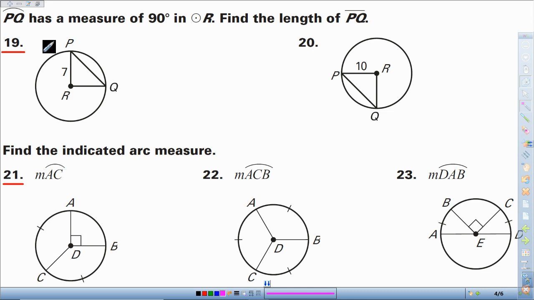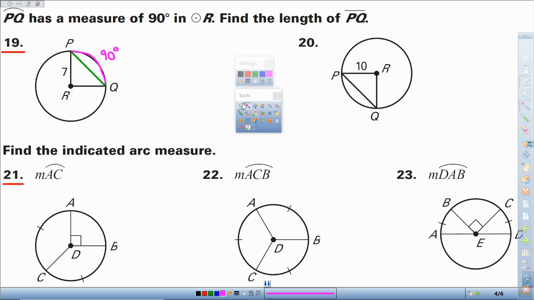I had the answer there. So these are weird. 19 and 20 are just kind of out of left field. Here's what they're saying. Arc PQ has a measure of 90 degrees. Okay, so they're telling me this arc right here is 90. Okay, here's what they want me to find. The length of segment PQ. Okay, so they want me to find this segment right here.